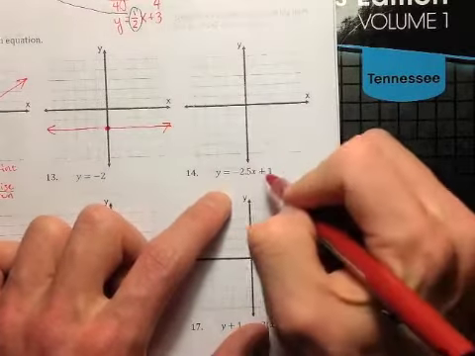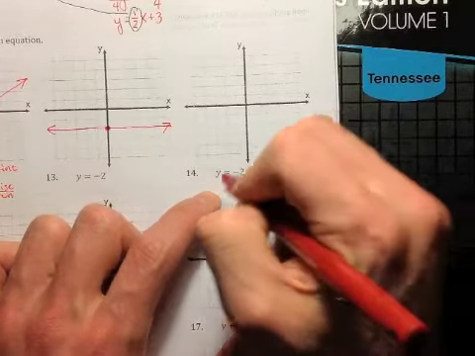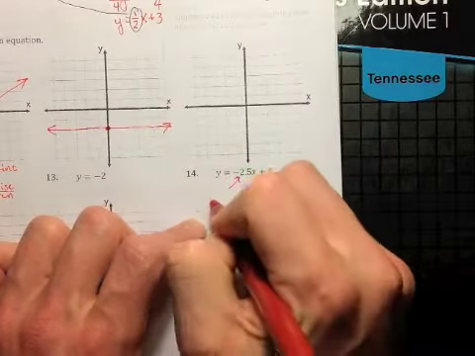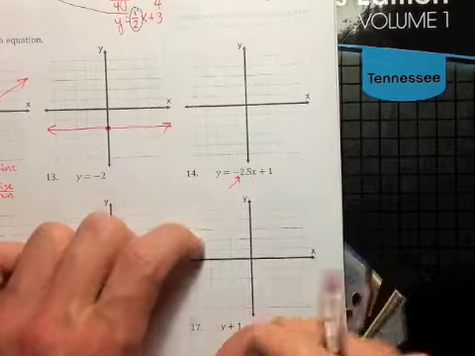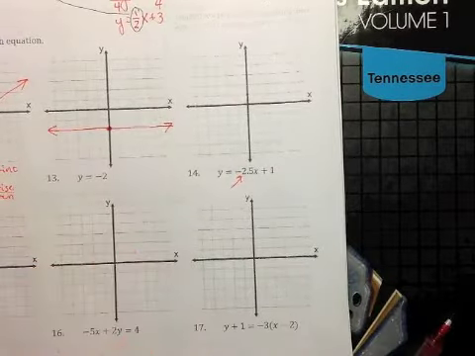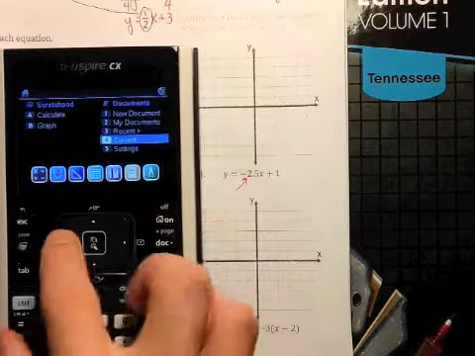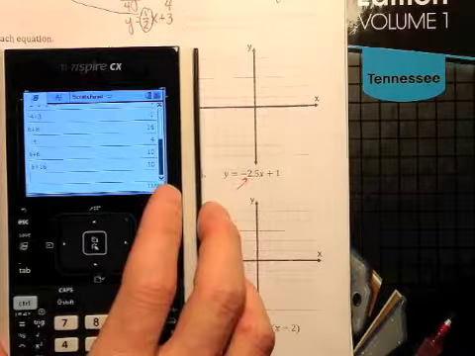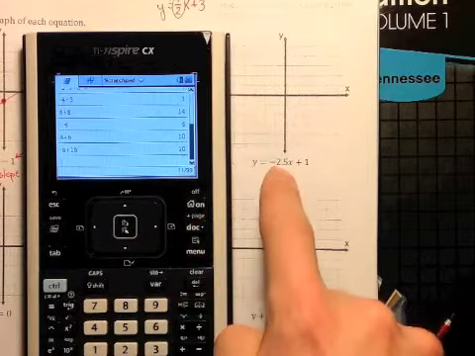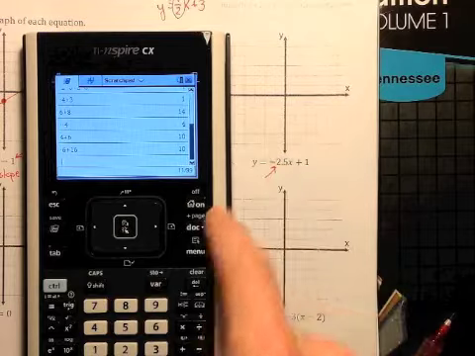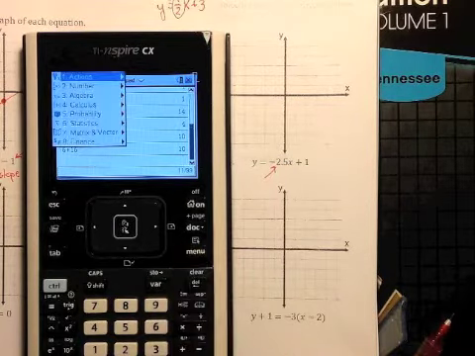Now let's look at this one. Here, this is also written in slope-intercept form. The slope is -2.5, but let's write that as a fraction. Okay, if we can write the slope as a fraction, then it will be easy to find the rise over run. So we're going to do that in the calculator.